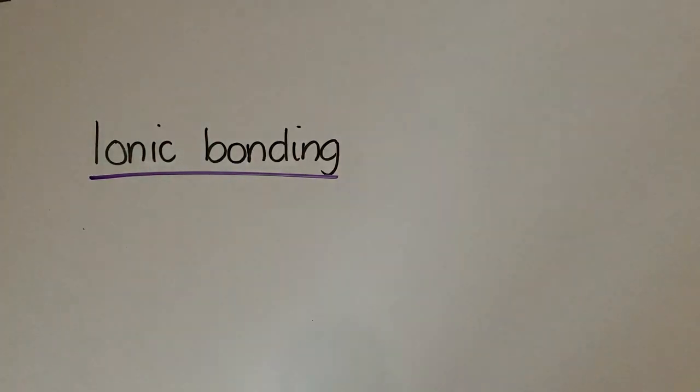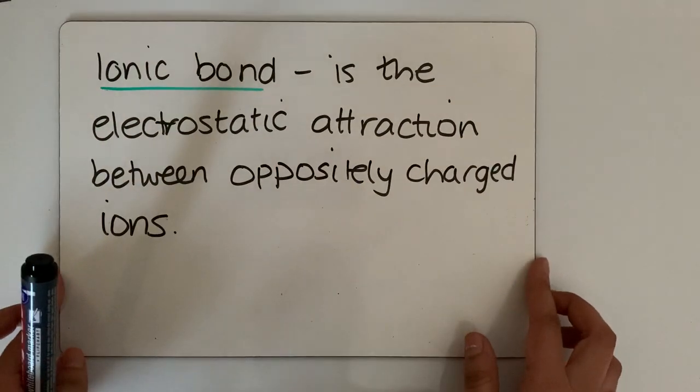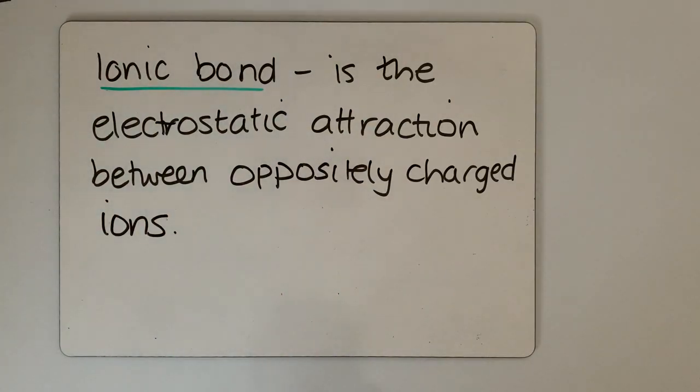In this video, we are going to be looking at ionic bonding. So the first thing you need to be able to do is define what we mean by an ionic bond. An ionic bond is the electrostatic attraction between oppositely charged ions. Oppositely charged ions mean positive and negative ions, or if you want to call them cations and anions, that's fine as well.